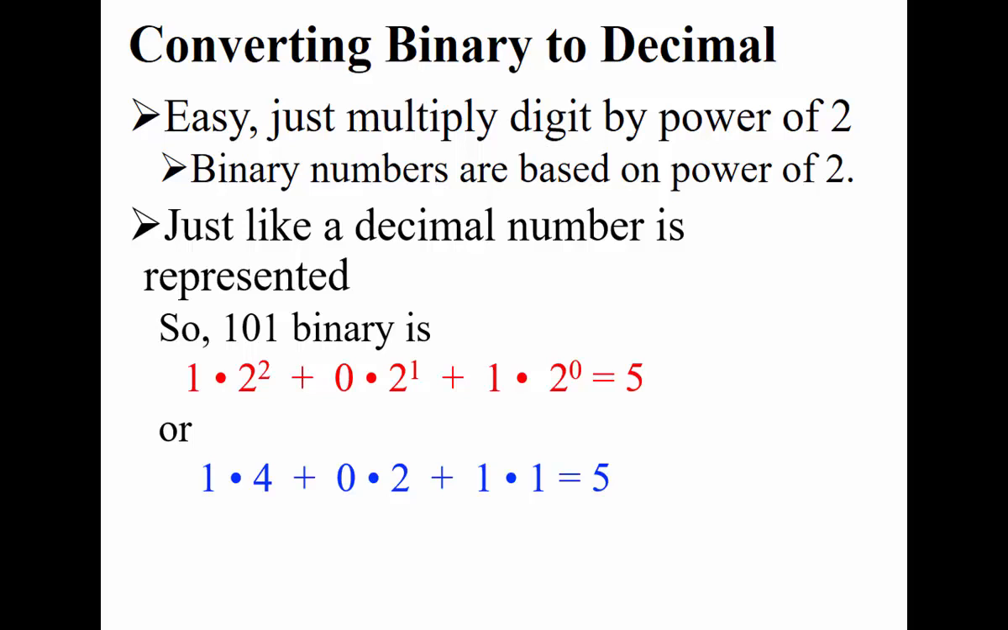So 101. What is the position for 1 from the rightmost? It's 0. So 1 times 2 to the power 0, plus 0 times 2 to the power 1, plus 1 times 2 to the power 2. So those are the positions for the number. And then we end up with the decimal digit equal to 5.